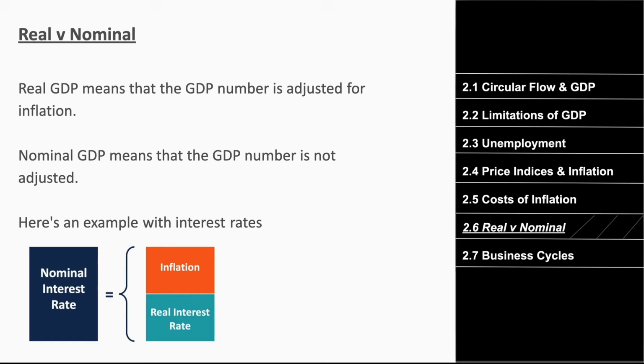Now we have to understand the difference between real and nominal GDP. Real GDP means that the GDP number is adjusted for inflation. It deals with inflation. Nominal GDP means that the GDP number is not adjusted. Now this image deals with interest rates. However, the same thing can apply with GDP. The nominal GDP is going to be this thing. Then the real GDP is this, and it takes into account inflation.